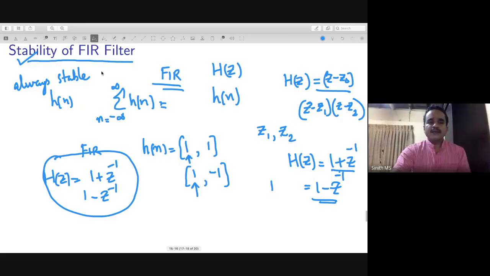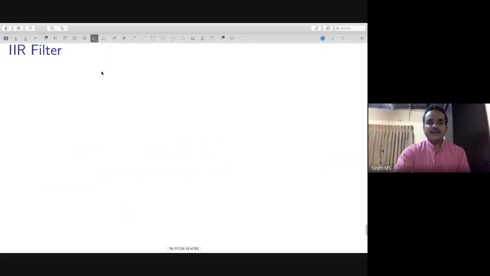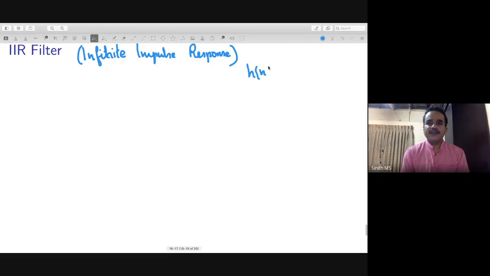Now let us go to the case of the IIR filter. What is an IIR filter? IIR filter is infinite impulse response filter. As the phrase indicates, infinite impulse response means h[n] will have infinite values. The support of h[n] will be infinite.